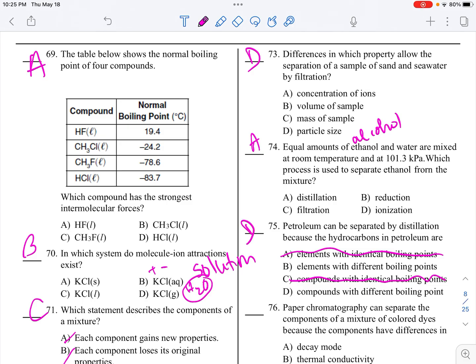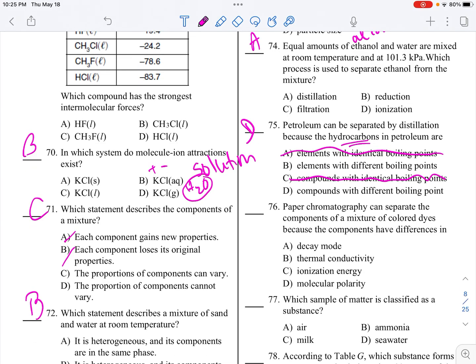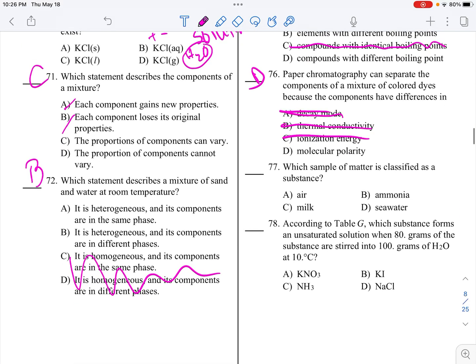Petroleum is hydrocarbons. Paper chromatography can separate components of a mixture because of different decay modes? We're not talking about anything radioactive. Thermal conductivity, that has to do with heat? No. Ionization, gaining or losing electrons? No. It's polarity. Because like dissolves like, they're going to come together. If they do not have the same polarity, they're going to try to move away from each other. And that's how it works.